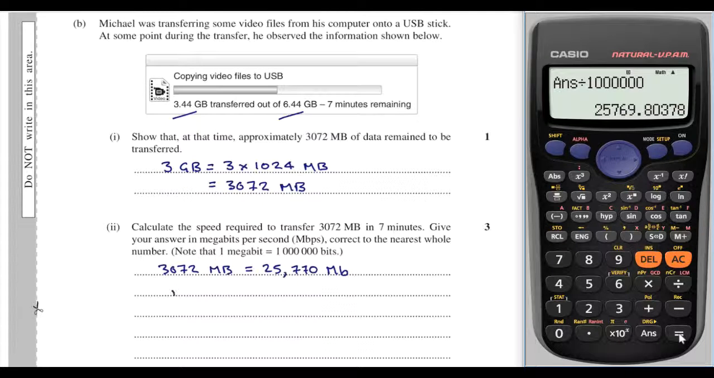The required rate will be this value divided by the number of seconds in 7 minutes. Which equals 61 megabits per second to the nearest unit.